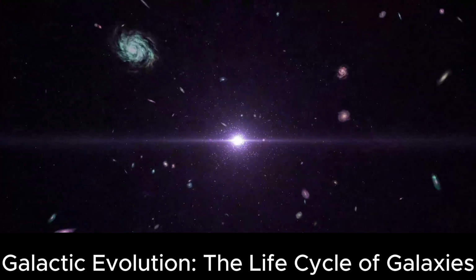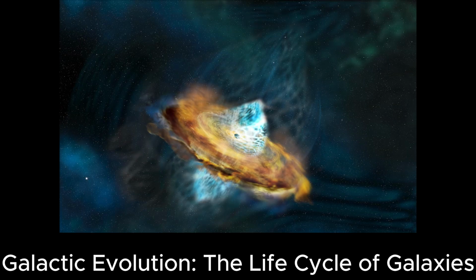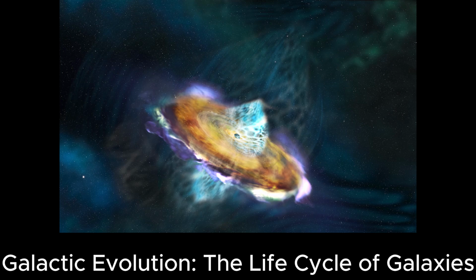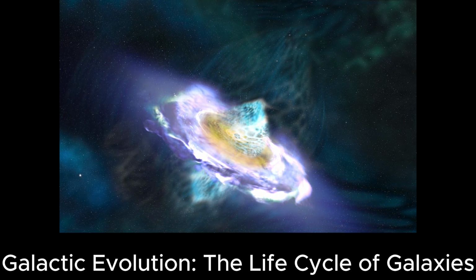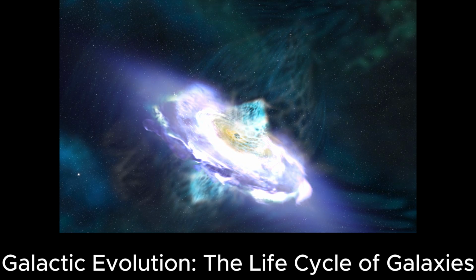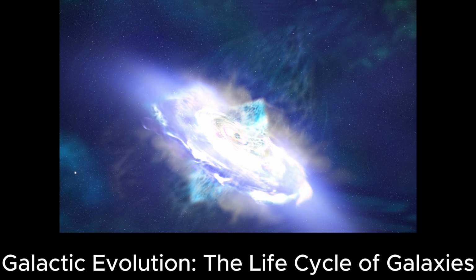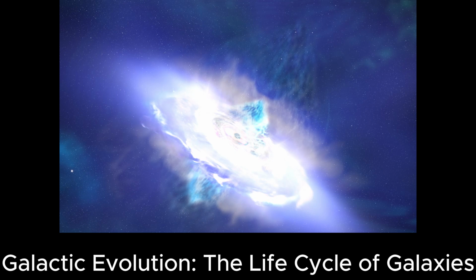The story of galactic evolution begins in the early universe. Shortly after the Big Bang, tiny fluctuations in the distribution of matter formed dense regions, which grew under the influence of gravity. These regions eventually became the seeds of the first galaxies. Over time, these proto-galaxies merged, collided, and grew larger, forming the galaxies we see today.